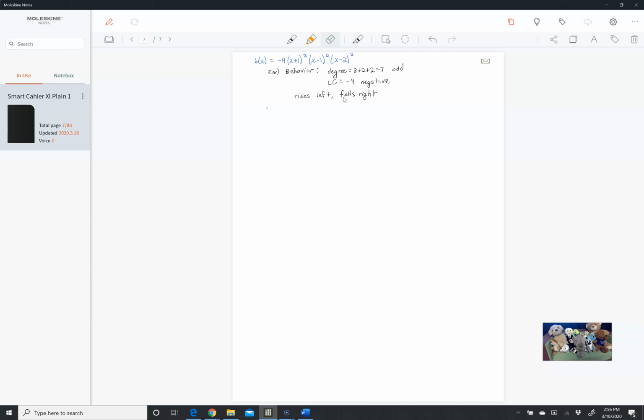And just so that you have it, what this is saying is as x approaches negative infinity, f of x approaches infinity. So x approaches negative infinity means it's going to the left. F of x approaches infinity says it rises. As x approaches positive infinity, that's going right. F of x goes to negative infinity, we're falling. That's just to review.